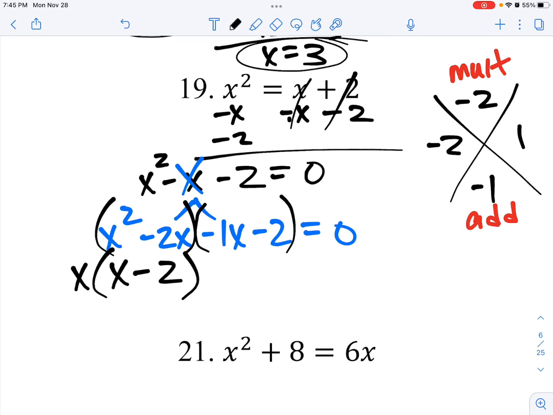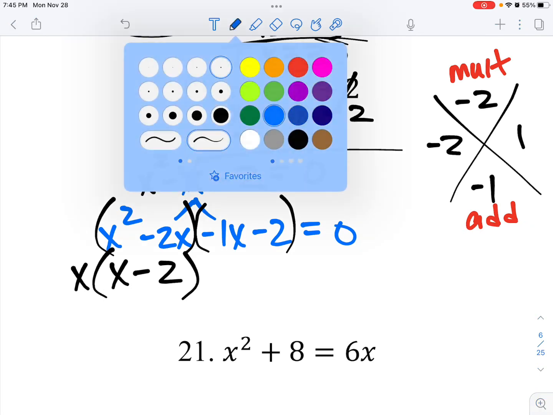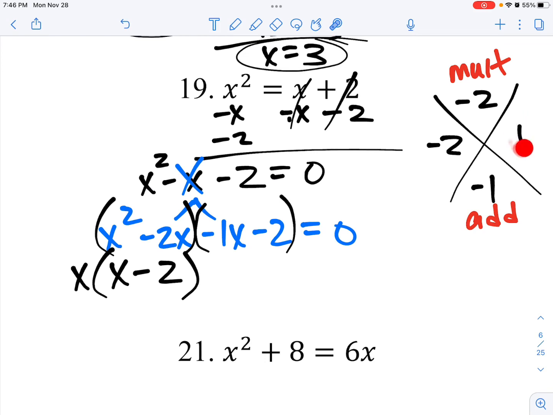Hey, my bad, I just realized that I have a typo. This is negative 2 and this is positive 1, so I should have split this into negative 2 and positive 1. My bad. Check that. Negative 2x, positive 1x. Negative 2, positive 1. That should be a positive. My bad. I'm not trying to confuse anybody.